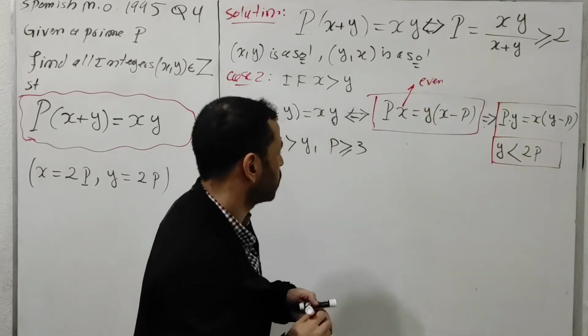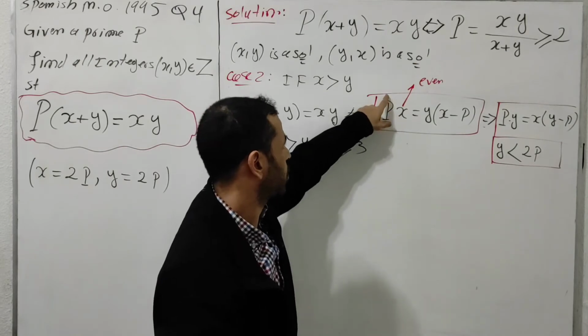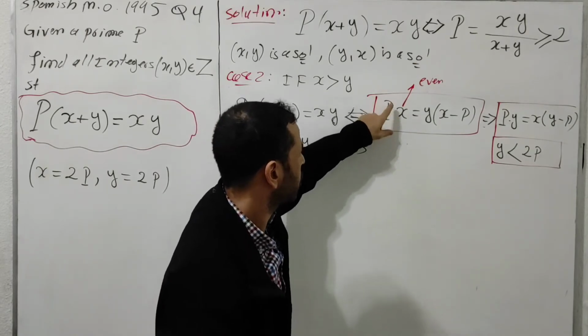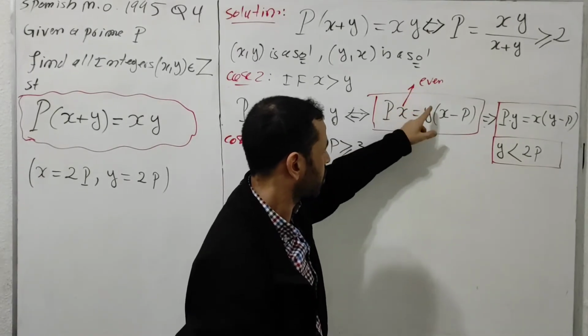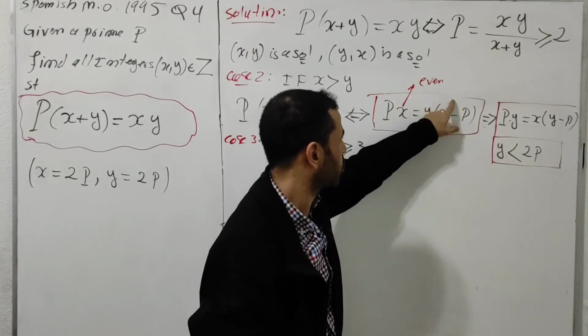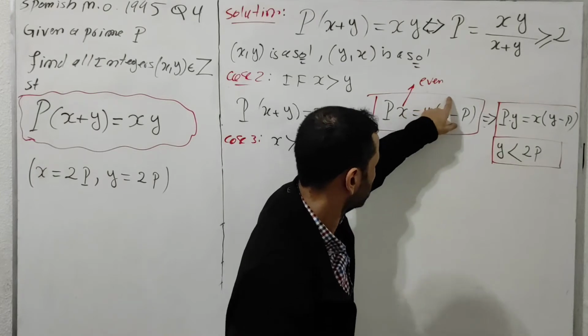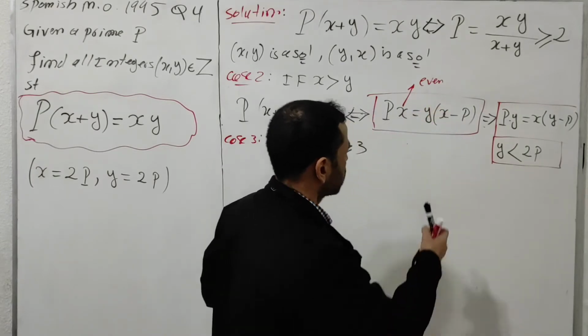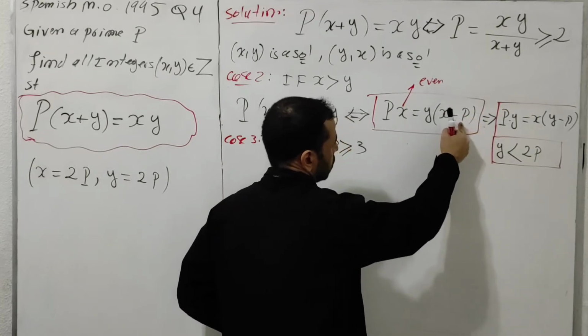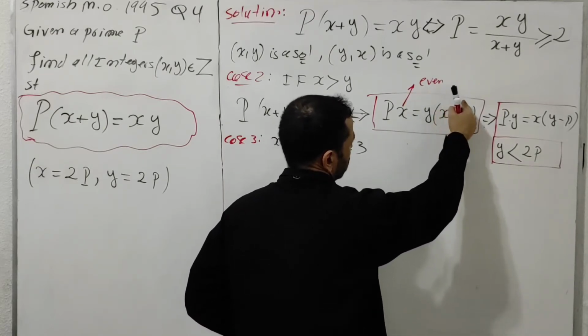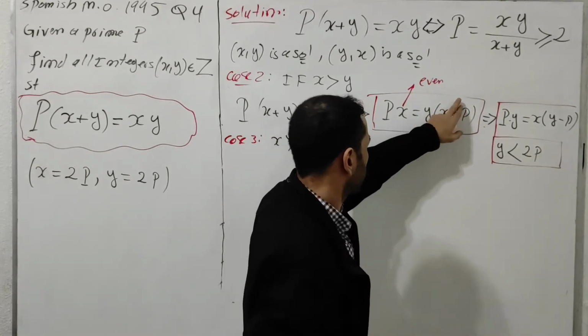If x is even, since p as a prime is odd, multiplied by even is always even. That means the right hand side of this equation is even as well. Since this one is even, that means x is even minus odd. Even minus odd is given as odd.